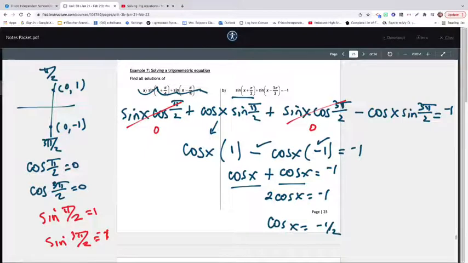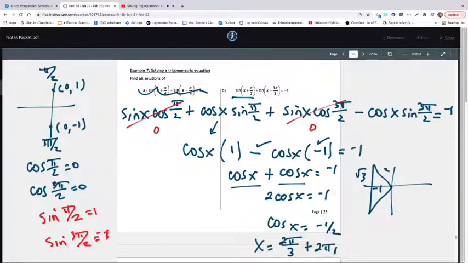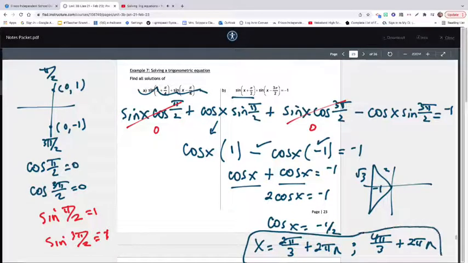So you're looking for an angle where cosine is negative 1/2, which is going to be in those two quadrants. And that's at a 60-degree reference angle. So x equals, in the second quadrant, 2 pi over 3. And we're doing the general solution again, so add the period. And then in the third quadrant, it's going to be 4 pi over 3. And add the period to it. And that is my general solution for that one.